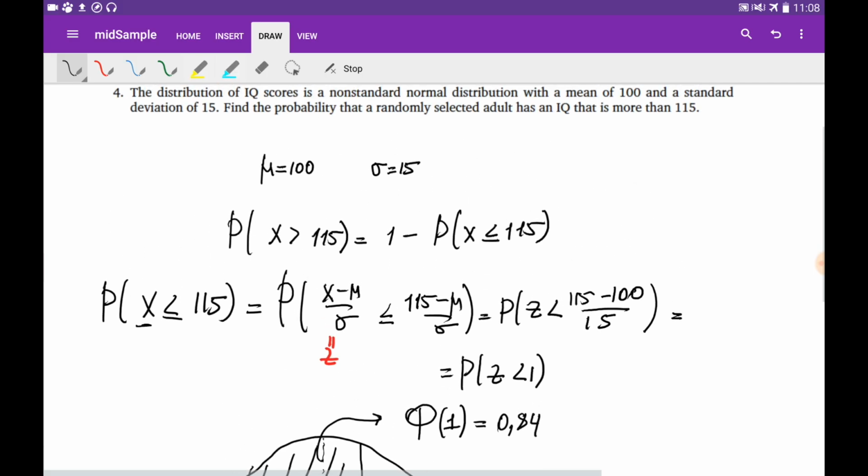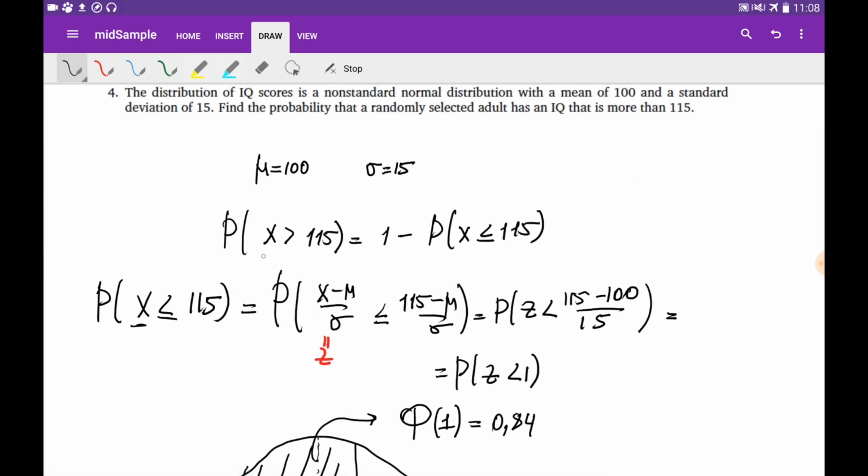So the probability that a randomly chosen person has an IQ more than 115 is going to be 1 minus the probability that x is less than 115, and we found out that the probability that x is less than 115 is equal to 0.84, which gives 1 minus 0.84, roughly 0.16. So the probability that if I choose one adult randomly, his IQ is going to be more than 115 is 16%.